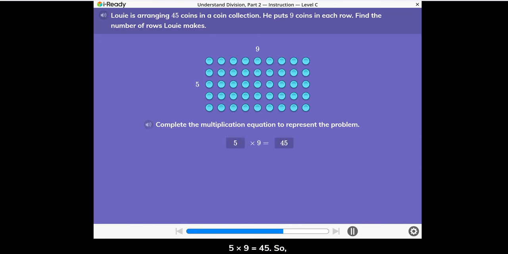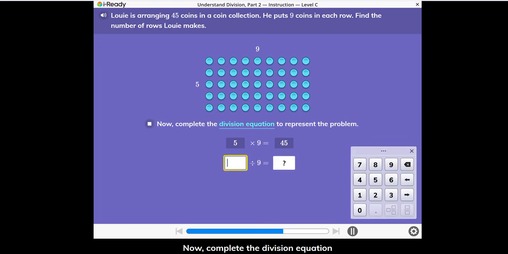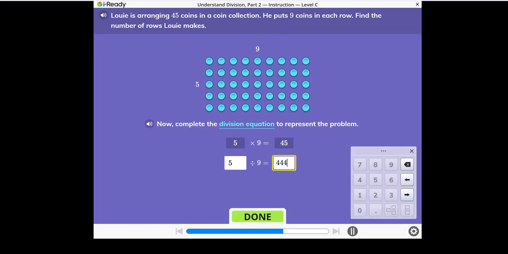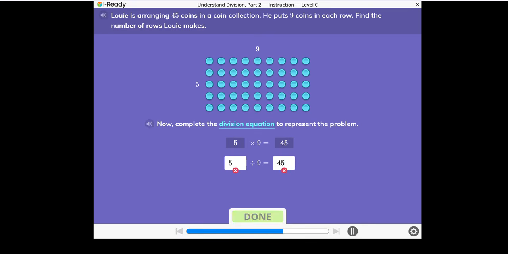5 times 9 equals 45. So Louis makes 5 rows of coins. Now, complete the division equation to represent the problem. First, think about the total number of coins and then how many rows there are.